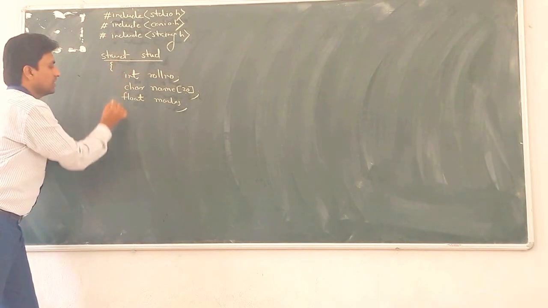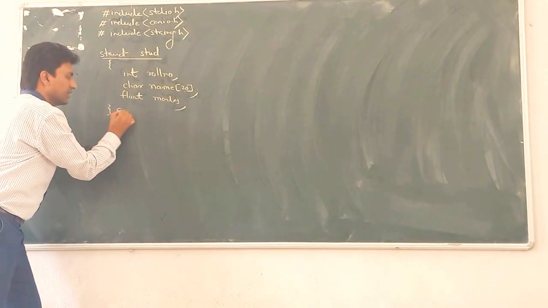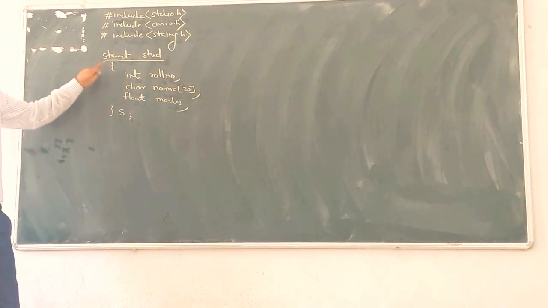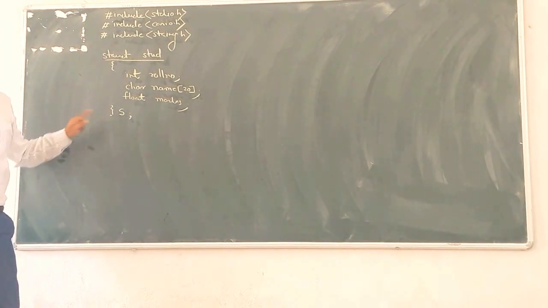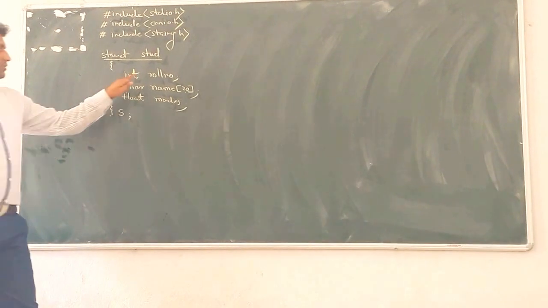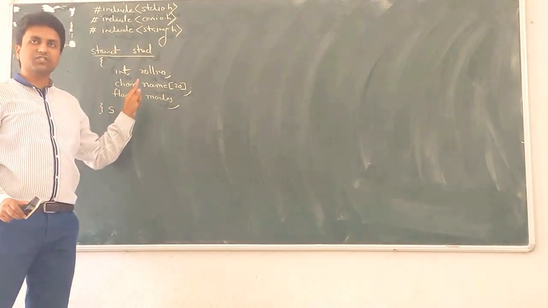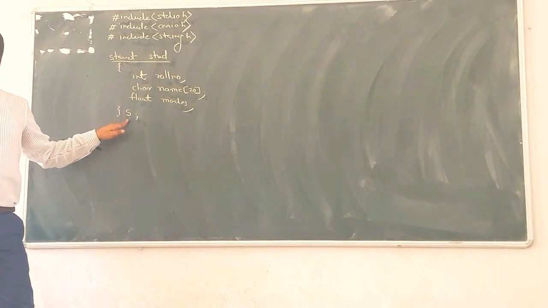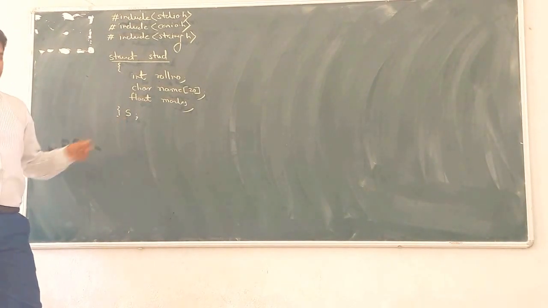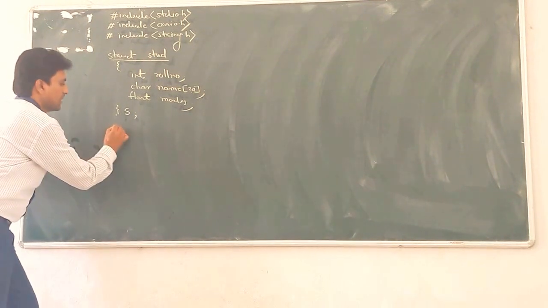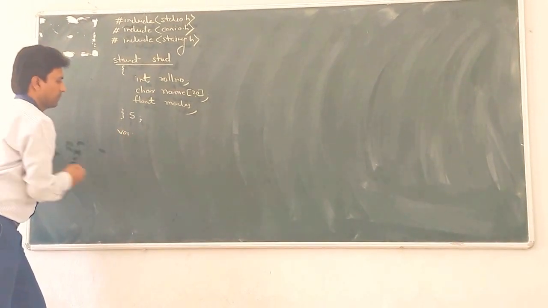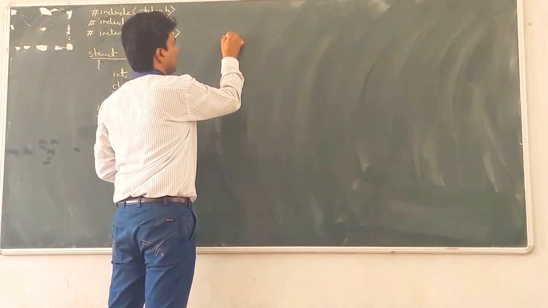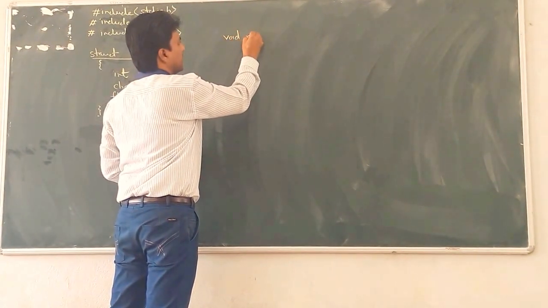Next, declare the structure variable, suppose s. So this is the total structure definition. Roll number, name, marks, these are the structure data members. S is called the structure variable. Understood? After that, start from the main function. So void main.